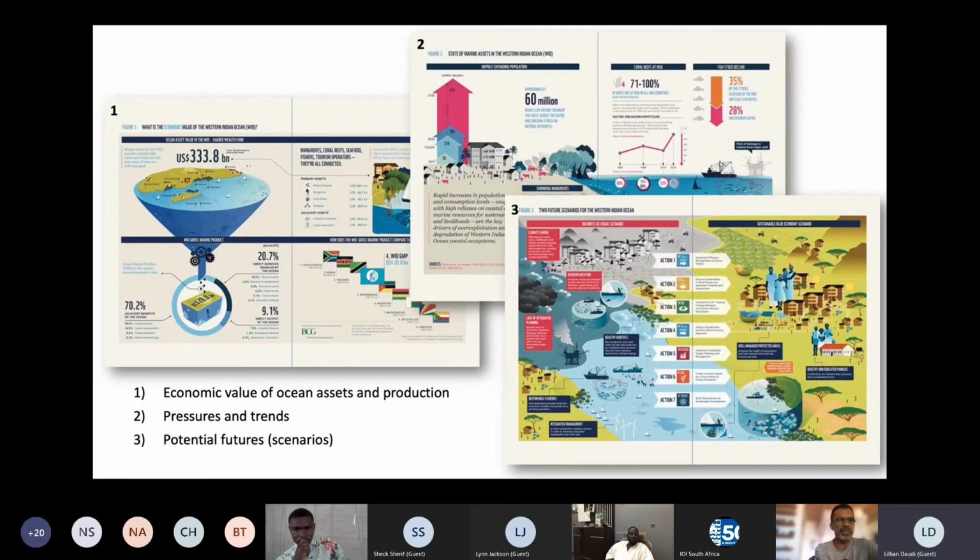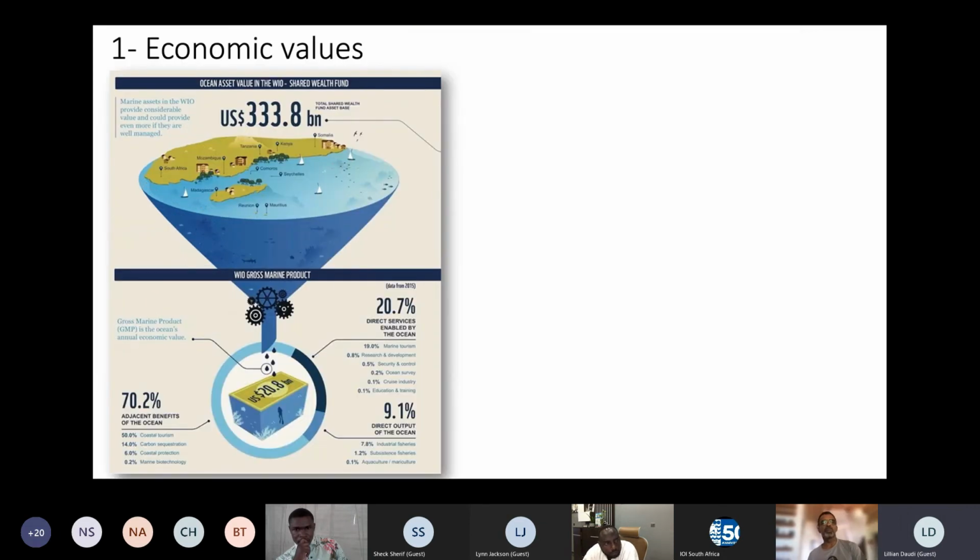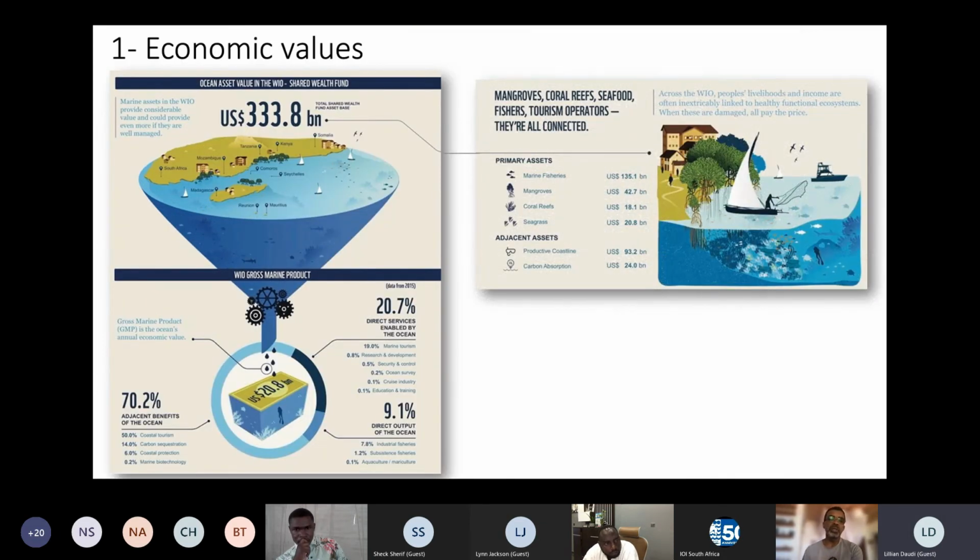I'm not sure if I provided the link in here, but I'm sure Shannon and Lynn can get it for you. There are 3 infographics that were developed in the report that summarize the findings, and I'll use those as the basis to explain them. So the first thing that we did was look at the economic values. This is looking at Western Indian Ocean countries there, from Somalia down to South Africa and the small islands.